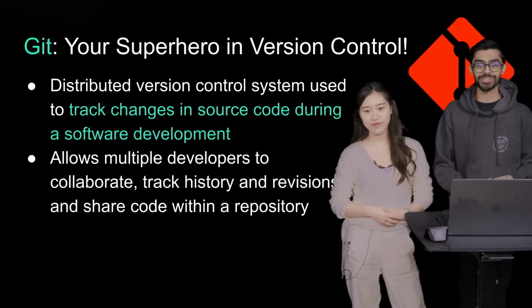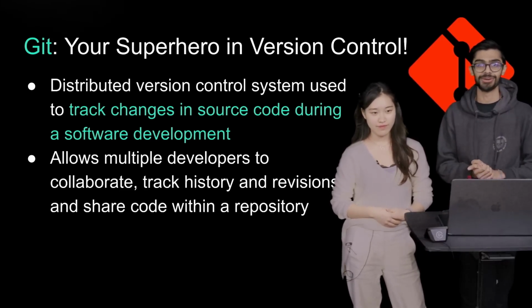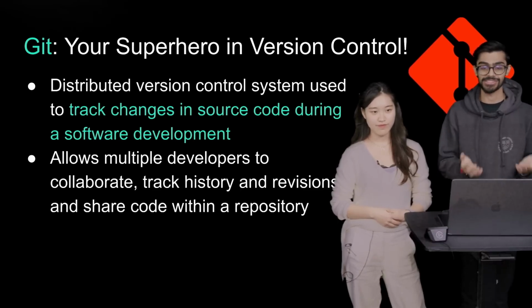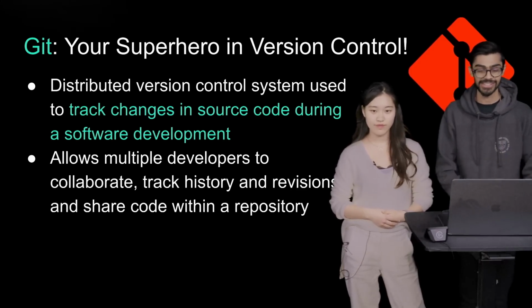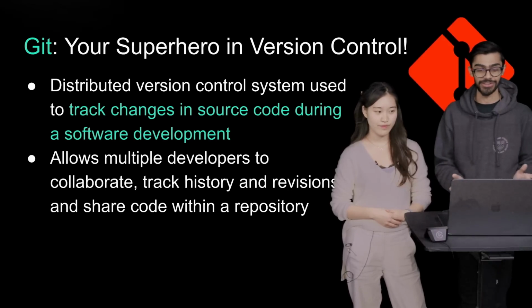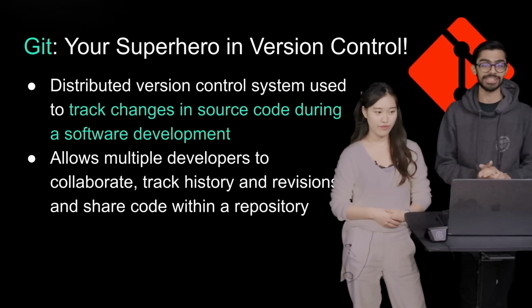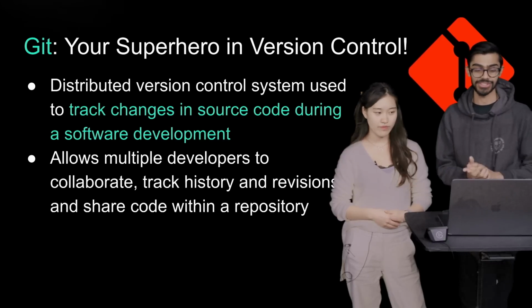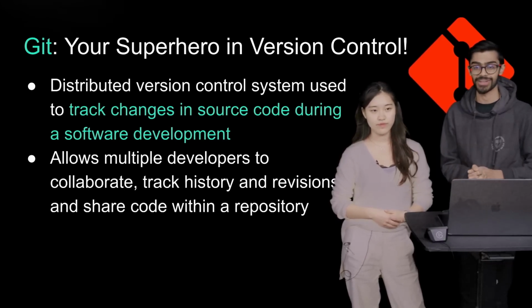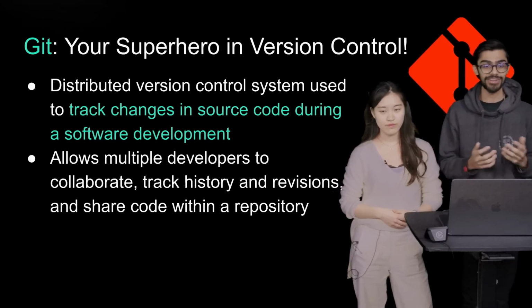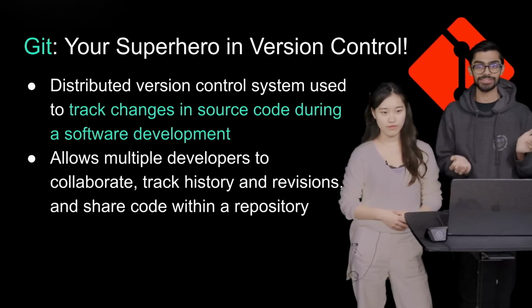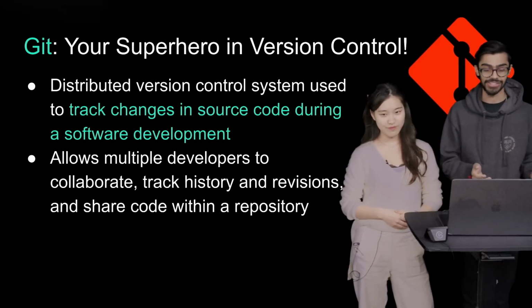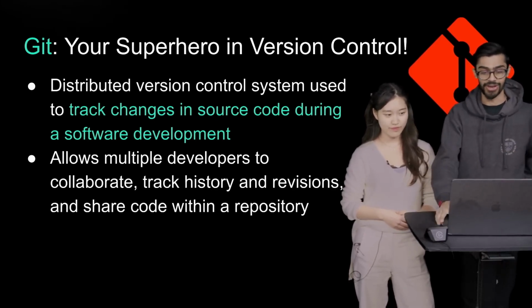Cool. So essentially what we're going to talk about today is Git and GitHub. And the first thing we're going to do is give us some context around what Git is, how it's used, and then we'll get into more specifics. So Git is essentially your superhero in version control. It is a distributed version control system used to track changes in source code during software development. And this essentially means it's a platform that allows people to collaborate on code, distribute different versions of that code, and you can do a bunch of stuff with that. So you can track history and revisions, and you can share code with a repository.